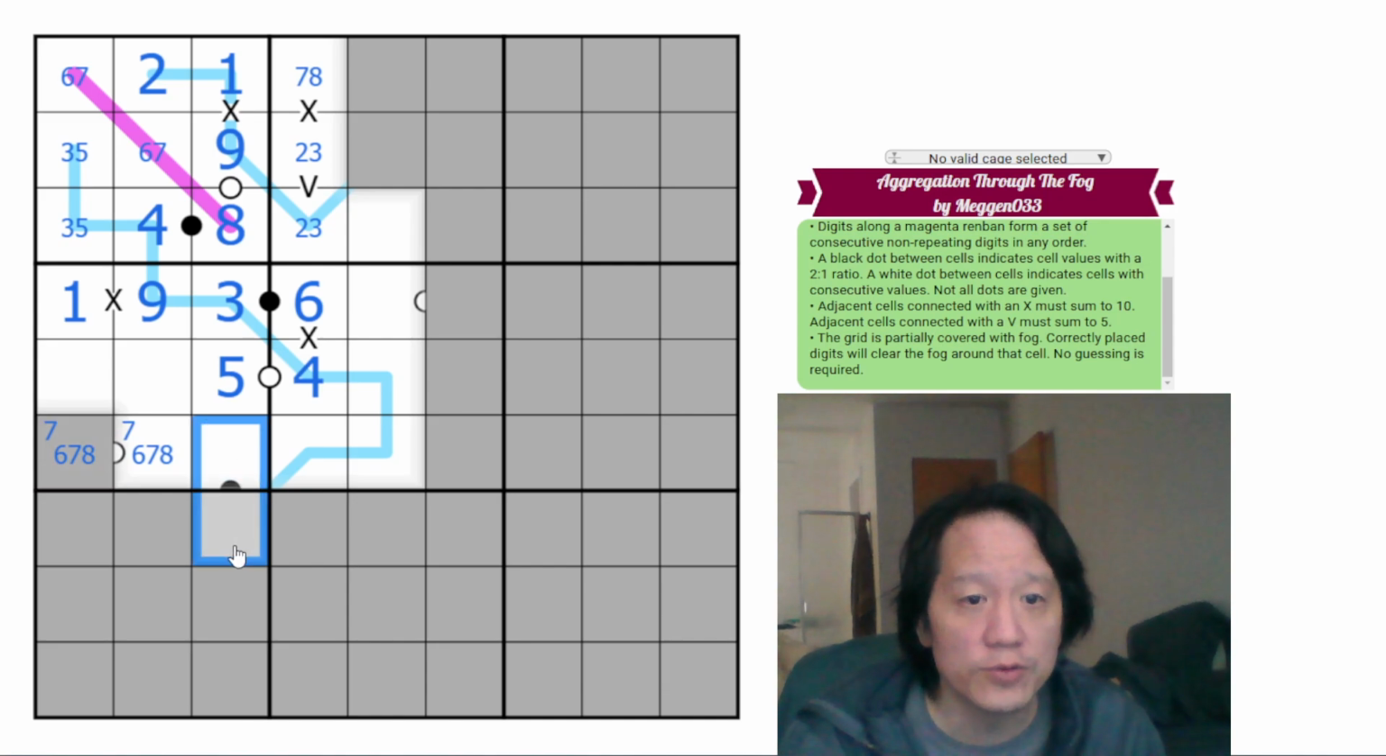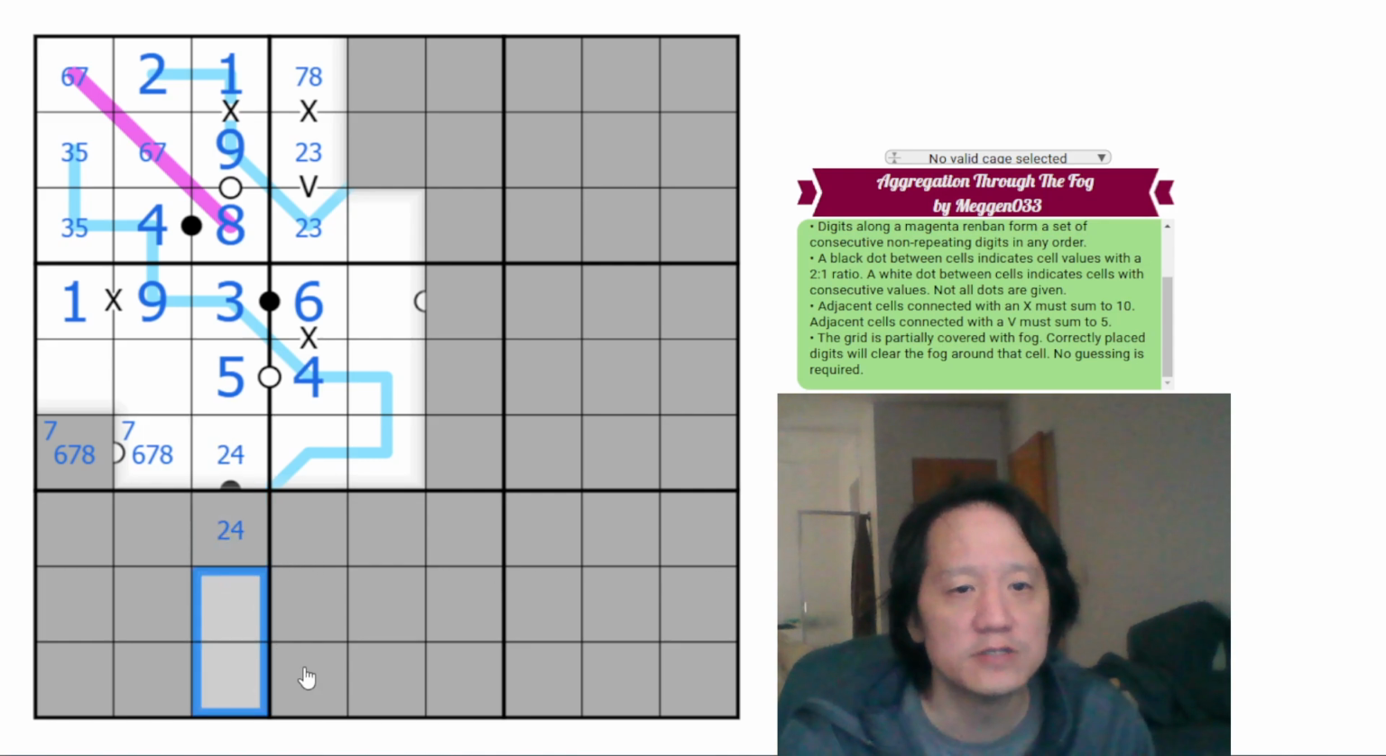This cannot be 3, so it can't be 3, 6. It cannot be 8, so it can't be, or 1, so it cannot be 1, 2, or 2, 8. So this is 2, 4. Oops. This is 2, 4, which means this has to be 6 and 7.